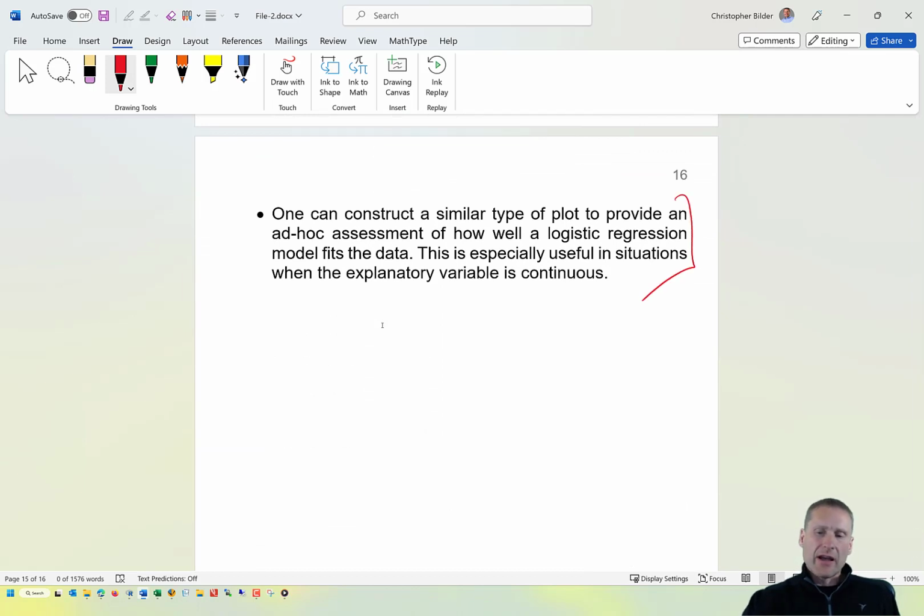A little bit of a side note, one could also do a very similar plot like this for logistic regression as well. And there are also some formal goodness of fit tests that one could do that are based upon the same idea as what we saw here. Okay, so this set of notes gives you an introduction to Poisson regression models.